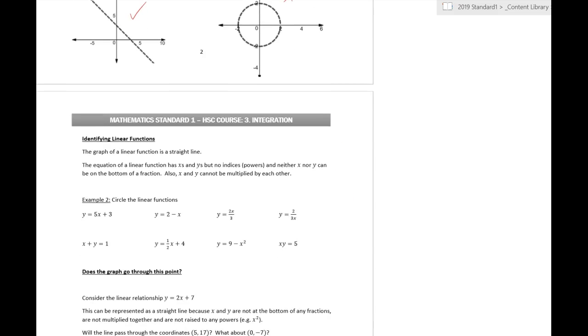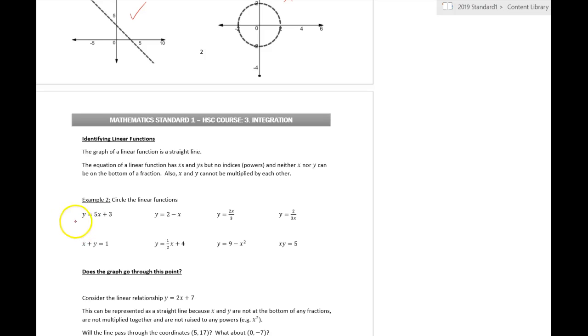Now, to identify them from their equation, there's a couple of things here. It's mostly about what they can't have. We can have x's and y's, but I can't have any powers. I can't have squared or cubed or anything like that. No indices. Also, I can't have x times y together, or x over y, or y over x, or in fact, x or y on the bottom of any fractions. They're all problems. Fractions are okay as long as neither x nor y are down the bottom.